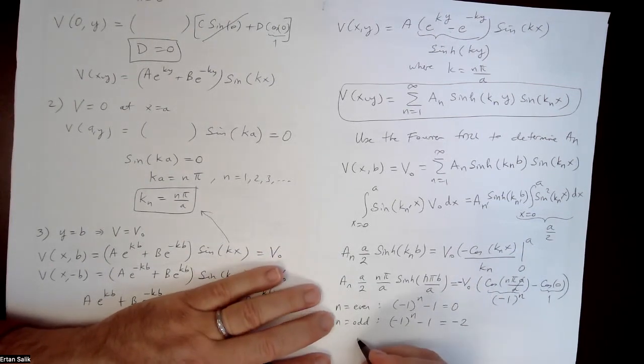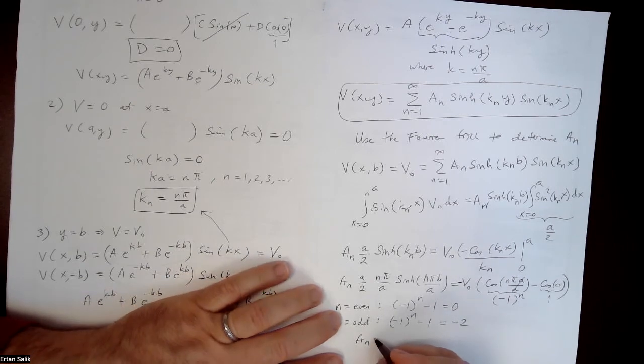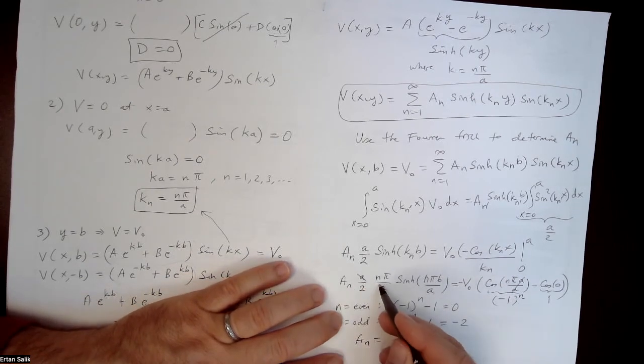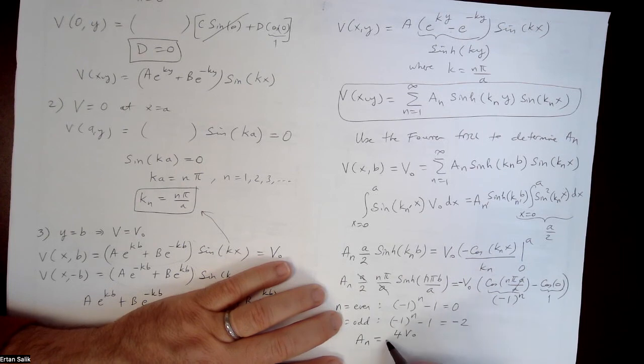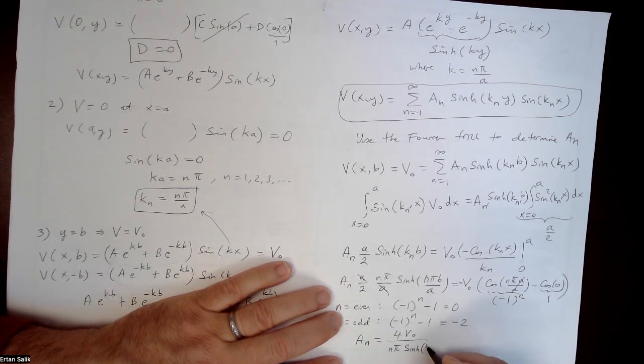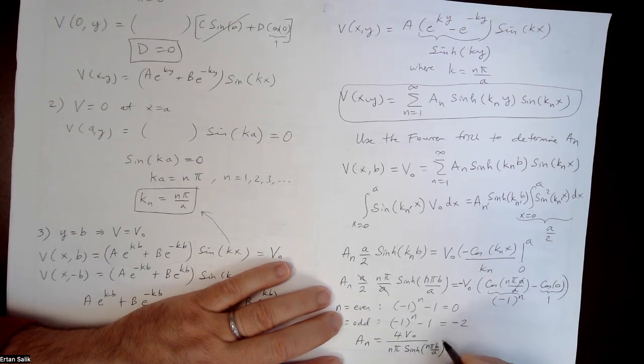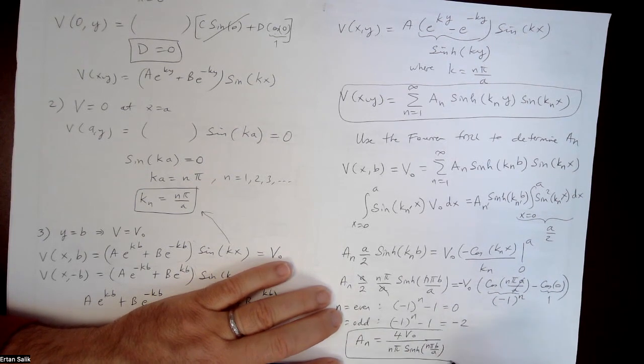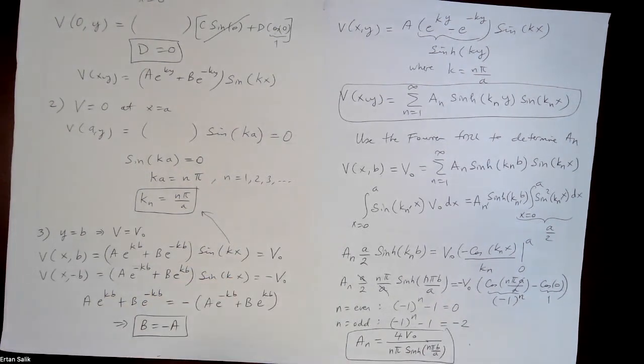So then an becomes, these a's cancel. This is 2, another 2 here, 4v0 divided by n pi sine hyperbolic n pi b over a. Okay, that completes the solution.